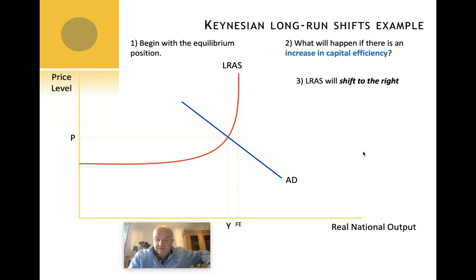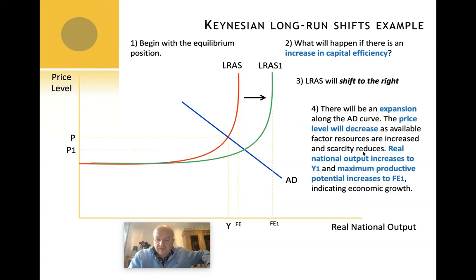In this instance, this is how you would show this on your diagram. Fundamentally, you'd have the same LRS curve, but it's shifted out to the right. So we've increased the overall productive capacity of our economy, and as a result, we've moved from LRAS to LRAS1. That could potentially cause an increase in the aggregate demand curve. The price level would decrease in that situation, as you can see.